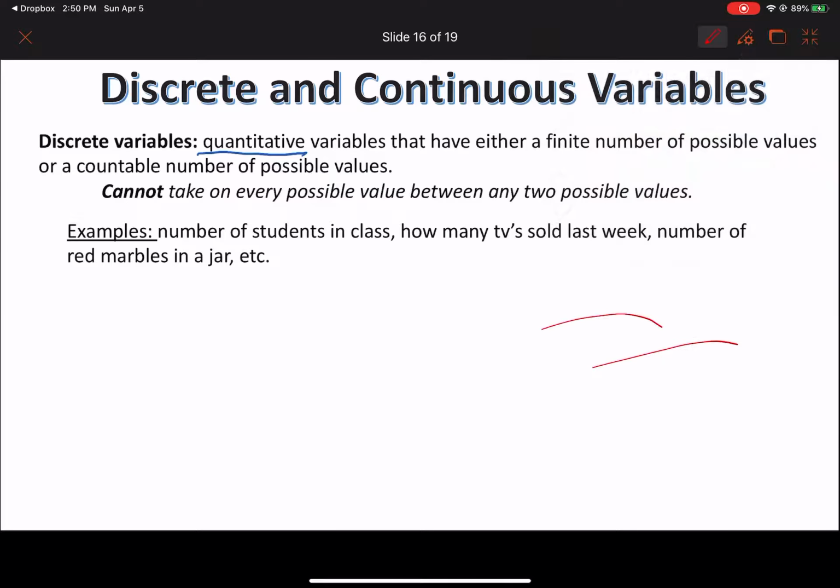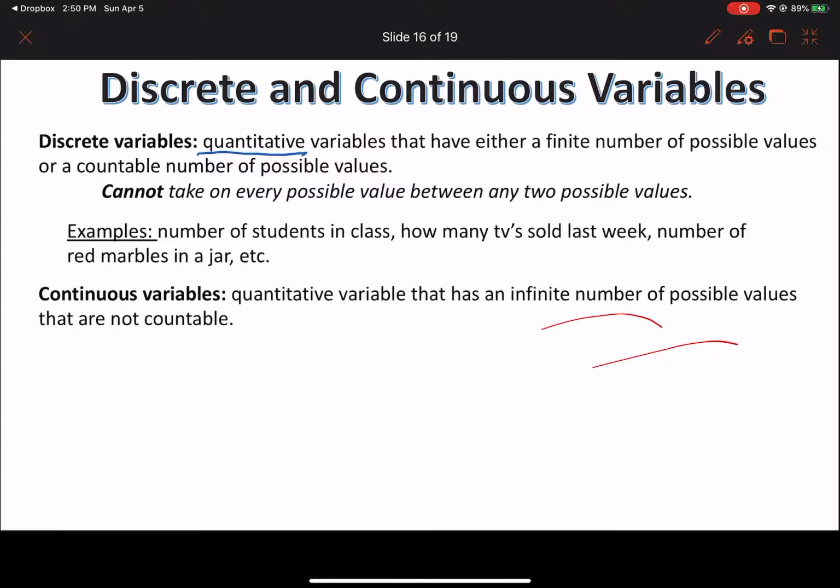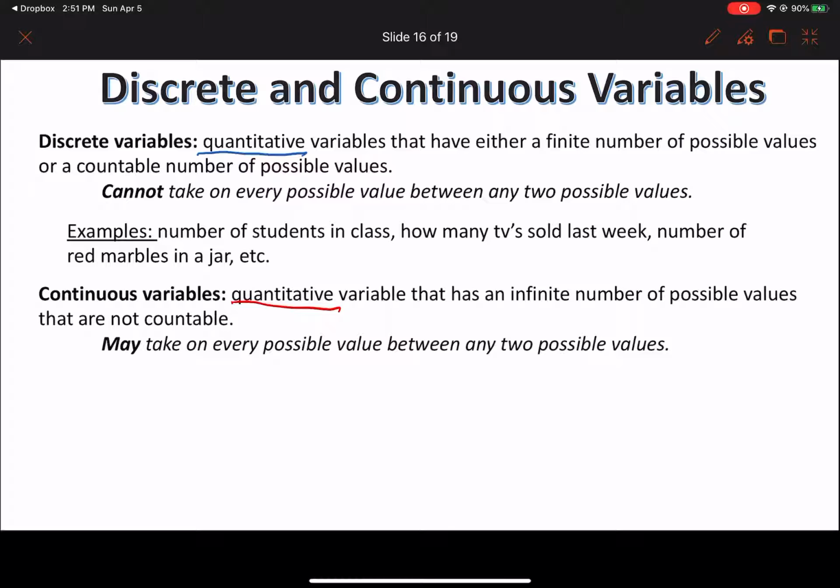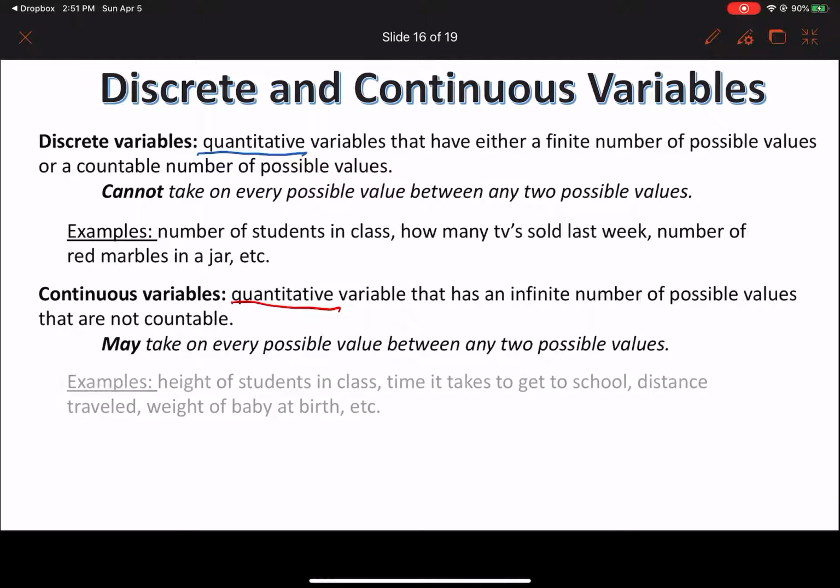Okay, so continuous variables. Sorry about this. Continuous variables are quantitative values that have an infinite number of possible values that are not countable. Every value in between two values is possible. For example, height of students. When someone grows, they don't go from 4'8" to 4'9" without hitting every value in between.